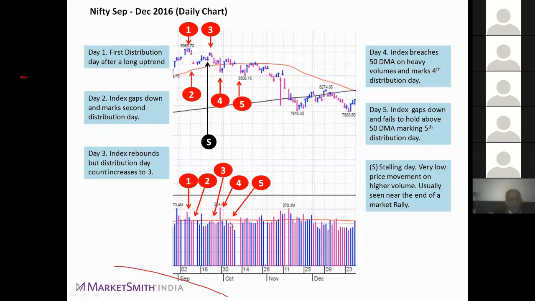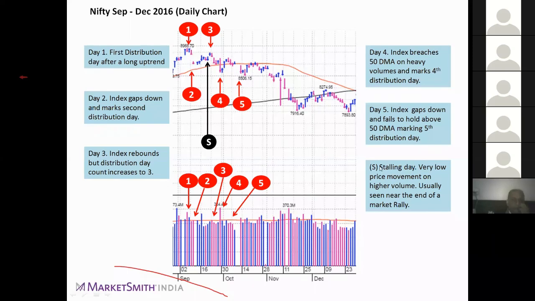So this is what we are talking about, and if you see this candle, it is more than this candle, so it calls for again a distribution day. So what we are having is 5 distribution days in a span of just 25 trading sessions, and Nifty has also breached its 50-day moving average. So this is an alarming signal.